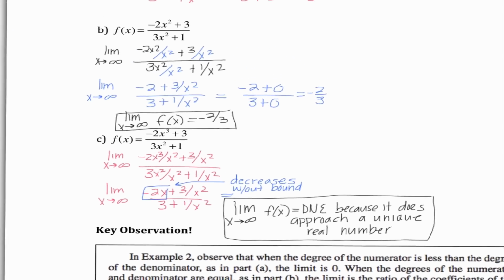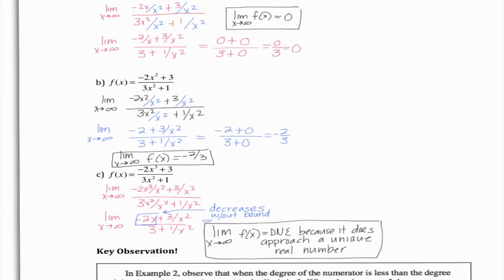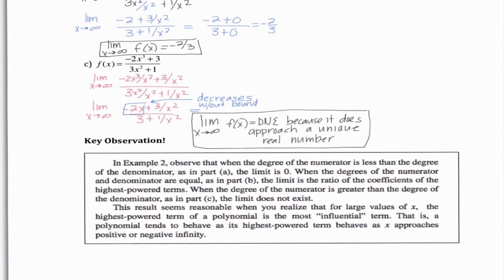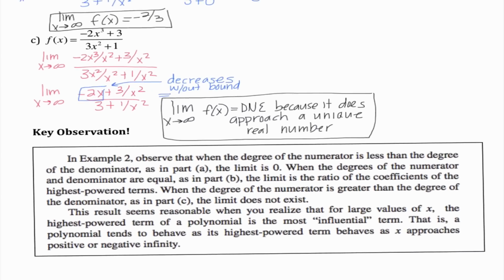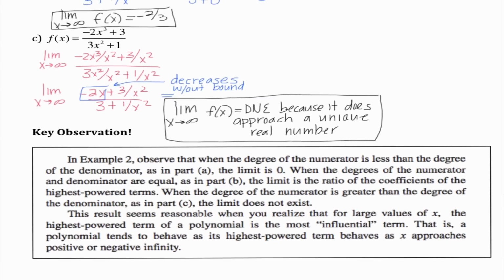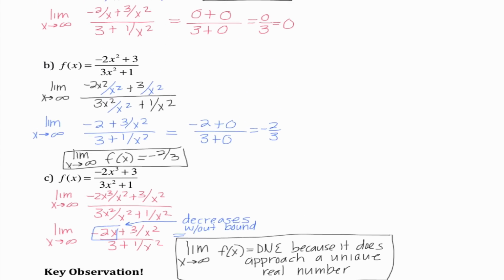Okay, so even though this isn't that bad, it can be a little time consuming. So the great news I have for you is that we have a shortcut. Basically it says when the degree of the numerator is less than the degree of the denominator, our limit's going to be 0. When the degrees are equal, the limit is the ratio of the coefficients. And when the degree of the numerator is greater than the degree of the denominator, the limit does not exist. And if we look back here, we can see that.